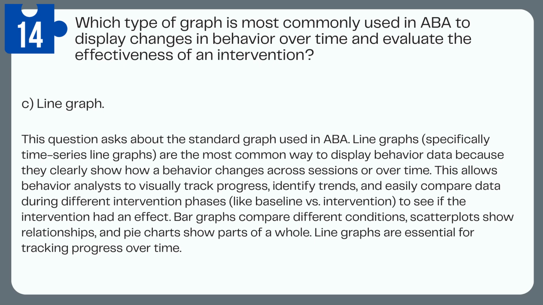Bar graphs compare different conditions, scatter plots show relationships, and pie charts show parts of a whole. Line graphs are essential for tracking progress over time.